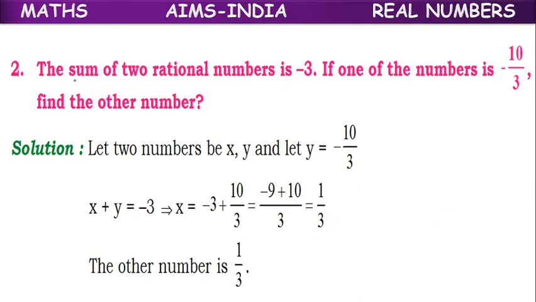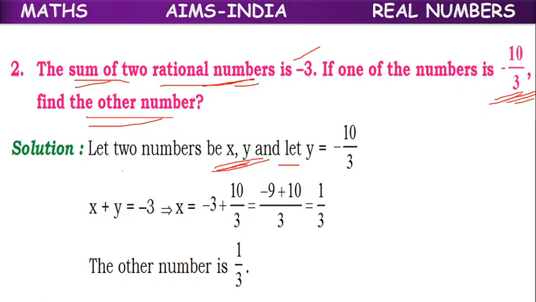Next question. The sum of two rational numbers is -3. If one of them is -10/3, find the other number. Let the two numbers be x and y. And one number they have given, let it be y equal to minus 10 by 3. So we have to find the other number, that is x. They have also given the sum of two numbers is minus 3, means x plus y equals minus 3.